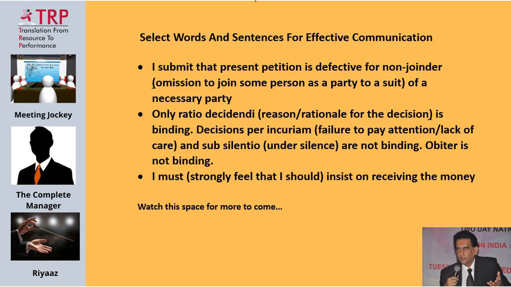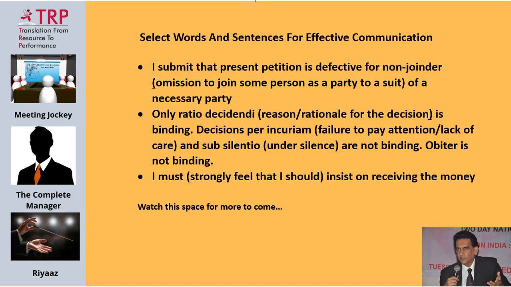In my next slide, my third sentence is, I submit that the present petition is defective for non-joinder of a necessary party. Non-joinder here refers to the omission to join some person as a party to a suit. In the given sentence, the word necessary implies that in the absence of such a party, no effective decree can be passed.